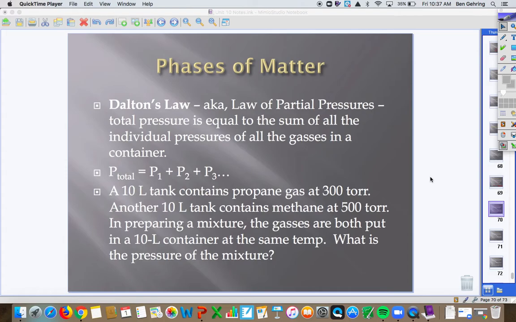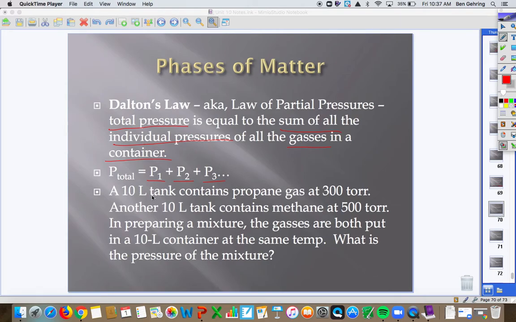We also have this law of pressures. And Dalton, the guy that created the atomic theory, he had a law of partial pressures. He determined that the total pressure of a system is equal to the sum of all the individual pressures of the gases in the container. To me, that's common sense. So your total pressure is going to be equal to your pressure of one substance plus your pressure of another plus your pressure of a third.